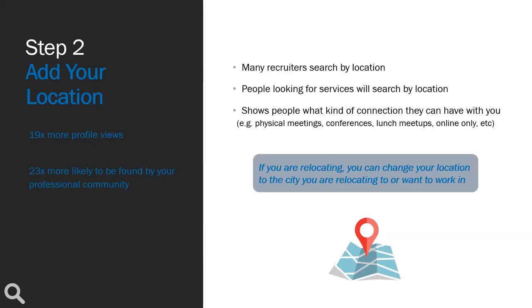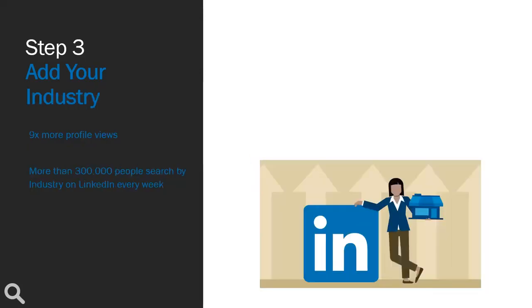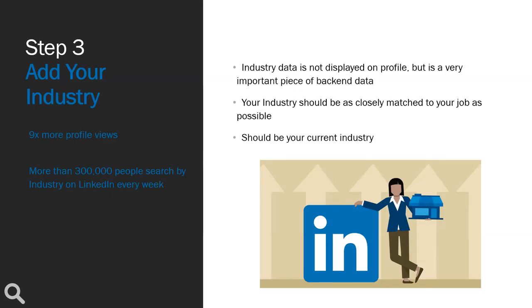Okay, then step 3 is adding your industry. People with the industry added have 9 times more profile views, and more than 300,000 people search by industry on LinkedIn every single week. That is a lot of searches, and you want to get a piece of that pie if you actually want to be found. So you need to make sure that your industry is in there.